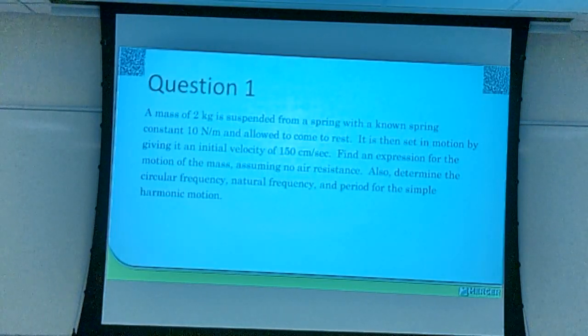Then we set it in motion by giving it an initial velocity of 150 centimeters per second. We want to find an expression for the motion of the mass, assuming no resistance of any kind. We will then determine circular frequency, natural frequency, and period for the simple harmonic motion. Yes, this equation was already derived, but I'll rederive it.